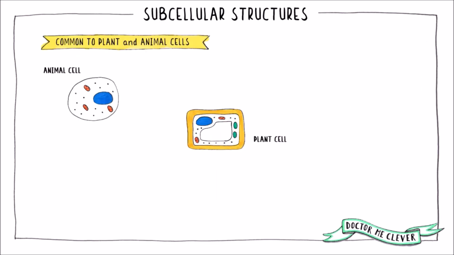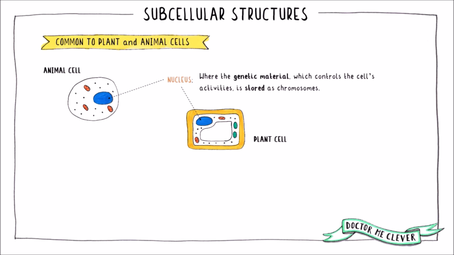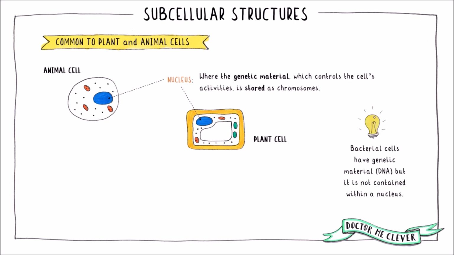There are two subcellular structures that are found in both plant and animal cells, but not bacterial cells. The nucleus, where the genetic material which controls the cell's activities is coiled up and stored as chromosomes. It is important to note that bacterial cells also have DNA, but it is not contained within a nucleus.